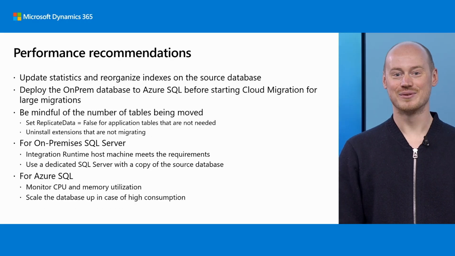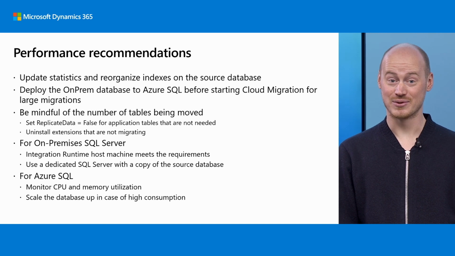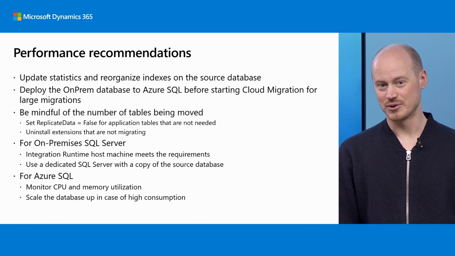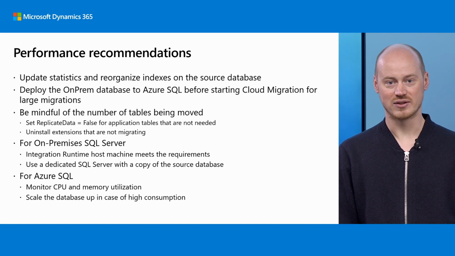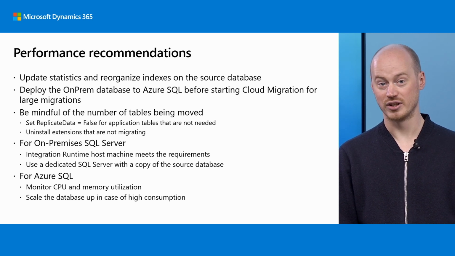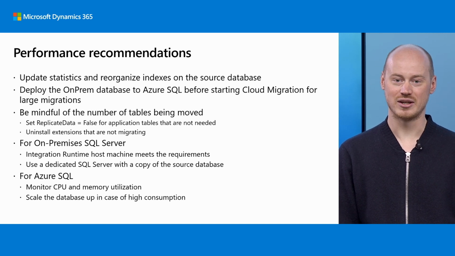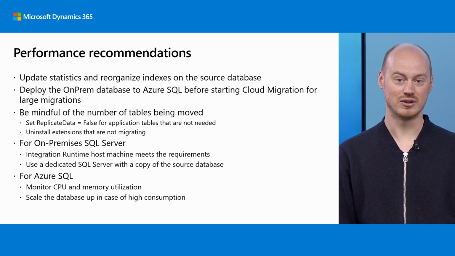Next, we're still recommending you to be mindful of the number of tables that you're moving from your on-premise database to cloud. If a table is no longer needed in your cloud environment, you can set the replicate data property on the application table to false to exclude it from cloud migration. And you can uninstall any extensions that you're not migrating to the cloud.